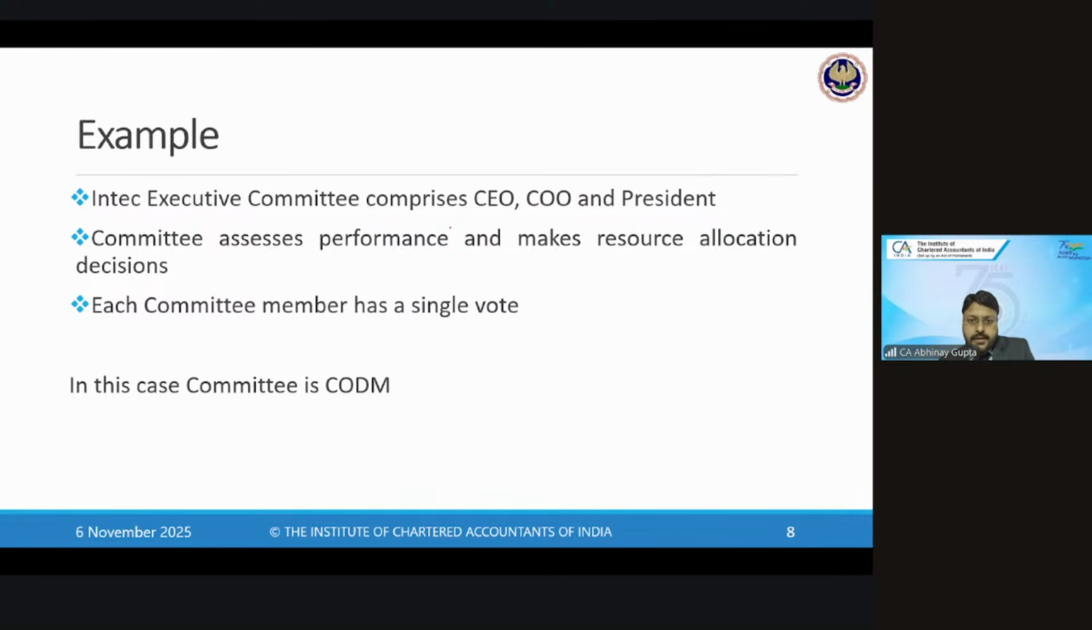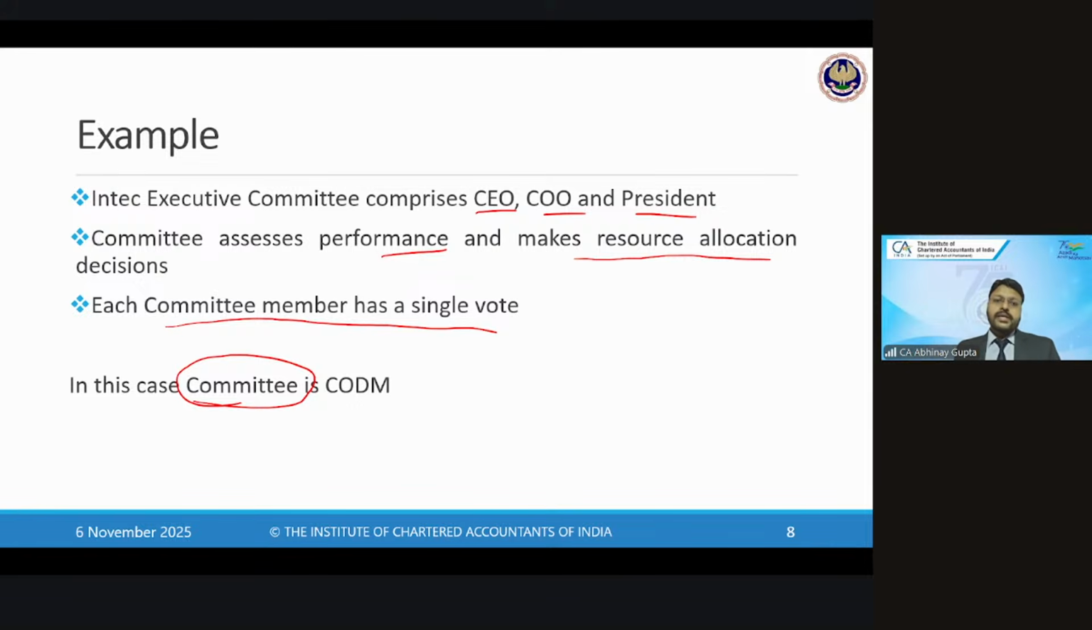In Intech, the Executive Committee comprises the CEO, the CFO, and the president. The committee assesses performance and makes the resource allocation decisions. Each committee member has a single vote. In this case, this committee is the CODM, correct? So whatever the committee is looking at, whatever resolutions are passed by this committee, will form the basis for us to identify the operating segments for our financial statement preparation purposes. Fine, sir.